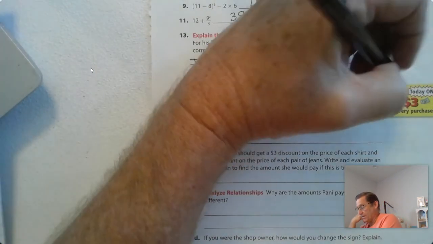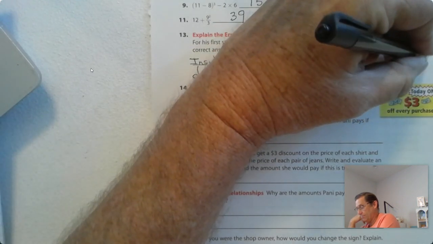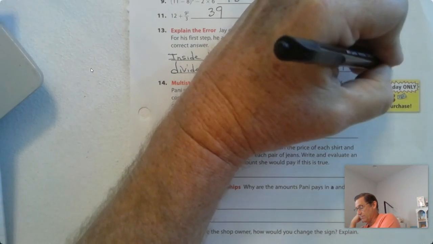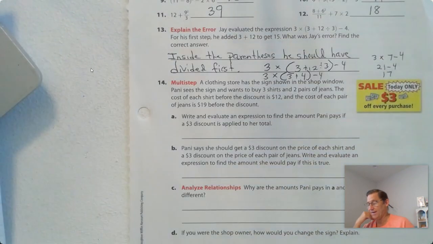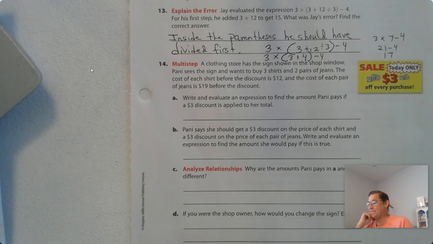So then he would have been left with 3 times 7 minus 4. 3 times 7 is 21 minus 4. So he would have gotten an answer of 17. All right, 14a.